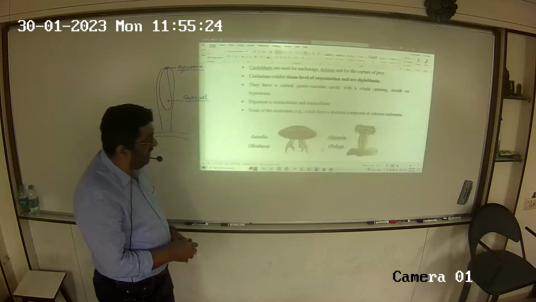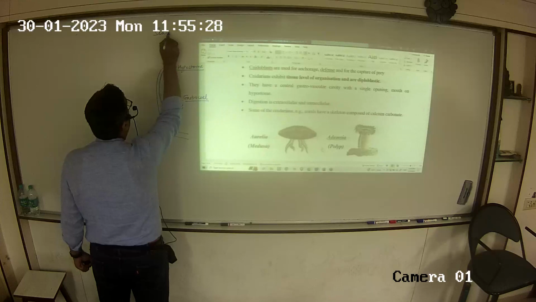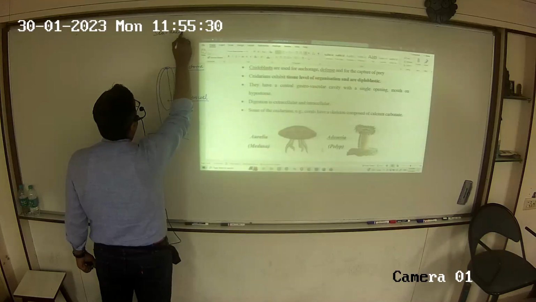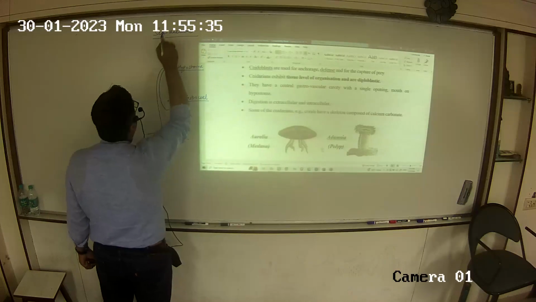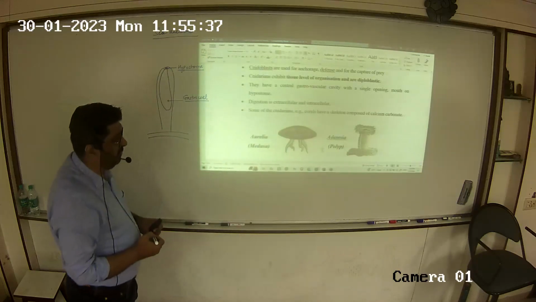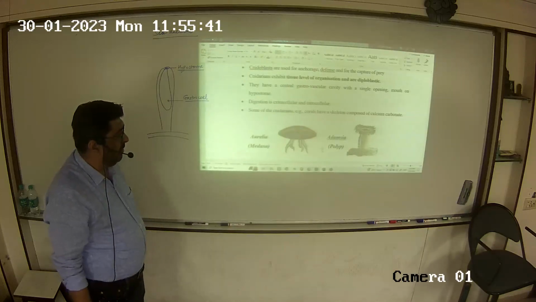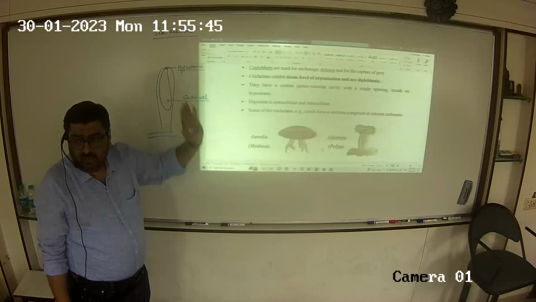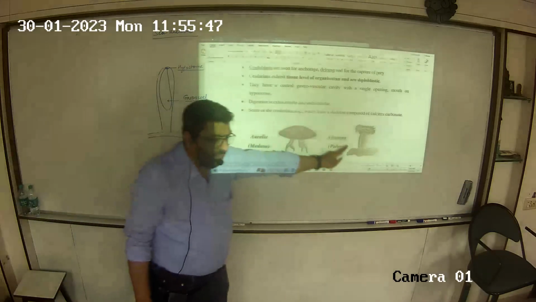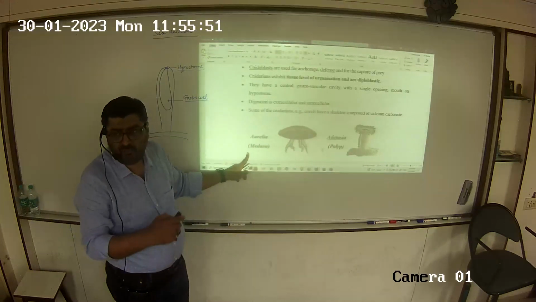Next to Adamsia you can write sea anemone. Sea anemone is the common name for Adamsia. So the animals are either found in this form or they are located in this form. Two types of body forms are there.